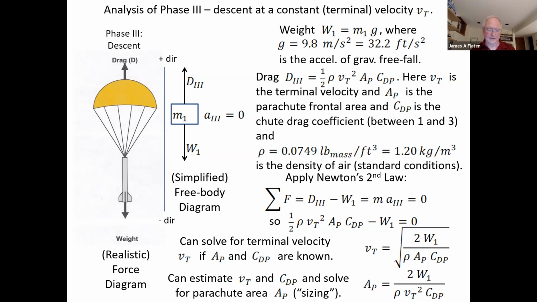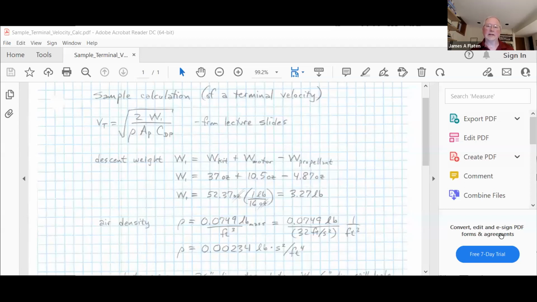Let me step out of these slides for a moment and just show you an example of the application of that first equation. So I'm going to go and share a different screen. There we go. So let's say I want to calculate the terminal velocity. Well, the terminal velocity is the square root of twice the weight divided by the density and the area and the coefficient. That's from the slides we were just looking at.